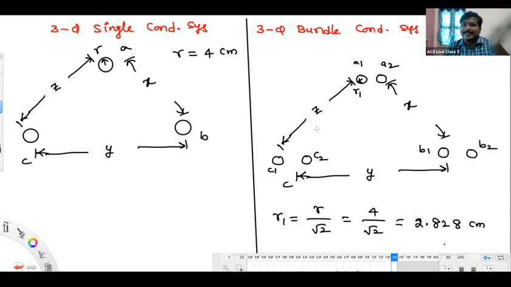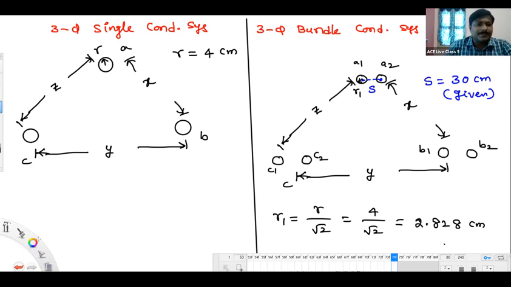XYZ distances will be as it is. But here A1 to A2 spacing how much? What is the spacing between A1 and A2? That we don't know. Assume that this S value was given in the data. I am saying it is 30 centimeters, given in the data.